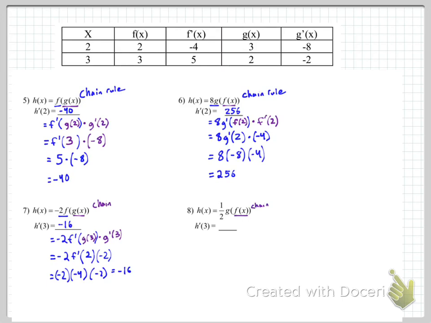All right, hopefully you got it done. So you got chain rule, g on the outside, f on the inside. Leave the inside alone, then take the derivative, or find f of 3, so that you have g prime of 3. And you should have gotten negative 5.